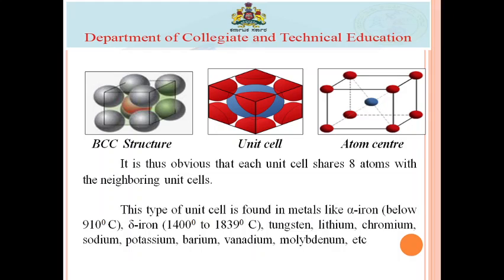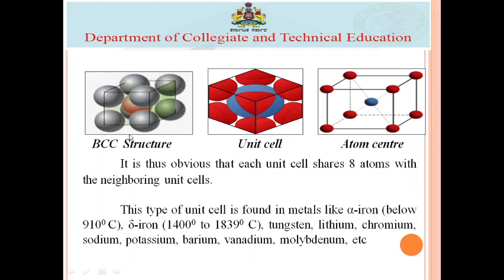And in the BCC structure unit cell shares 8 atoms with the neighboring unit cell. It means that the 8 atoms present at the corners are shared with the neighboring unit cell, not the atom present at the body center, that one is not shared with the neighboring unit cell. So the 8 atoms at the corners will be shared with the neighboring unit cell.